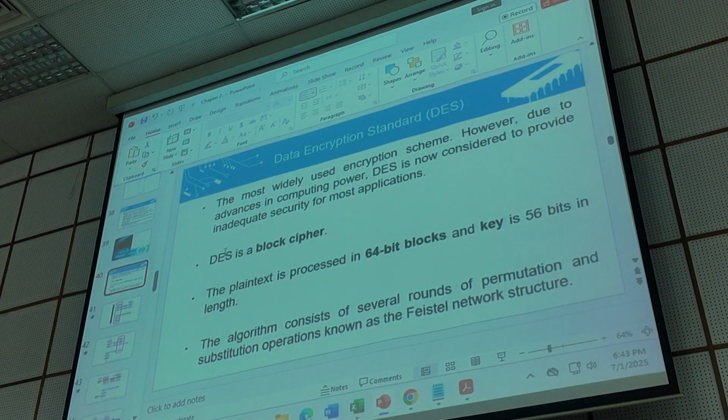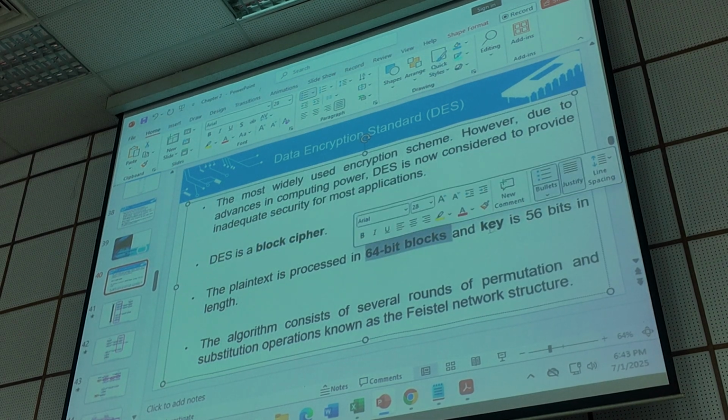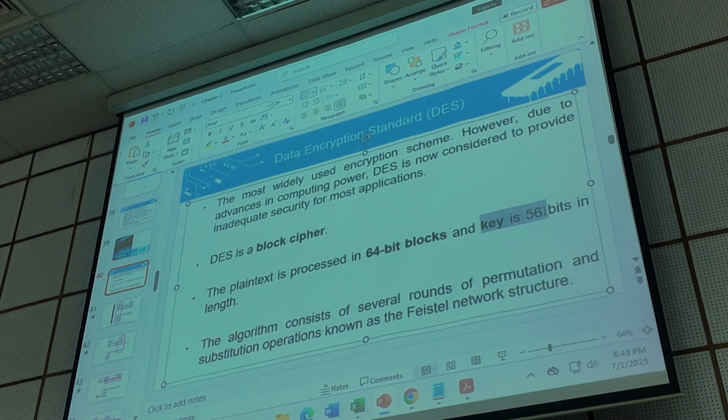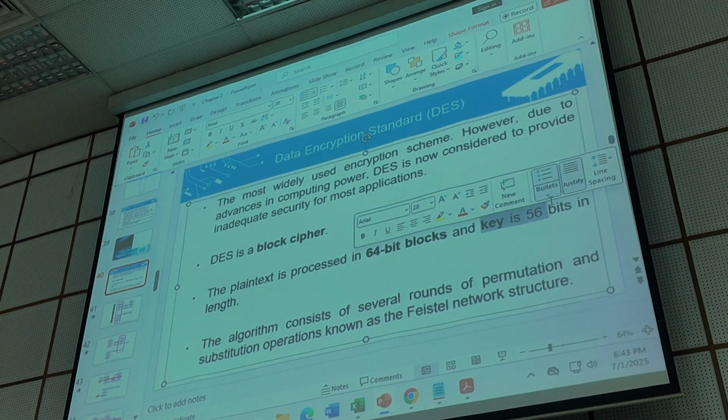So this one you can read. DES is a block cipher, so you will use a 64-bit block size and the key size is a 56-bit key in length. This one you must remember. Key size, block size, all this you must remember.